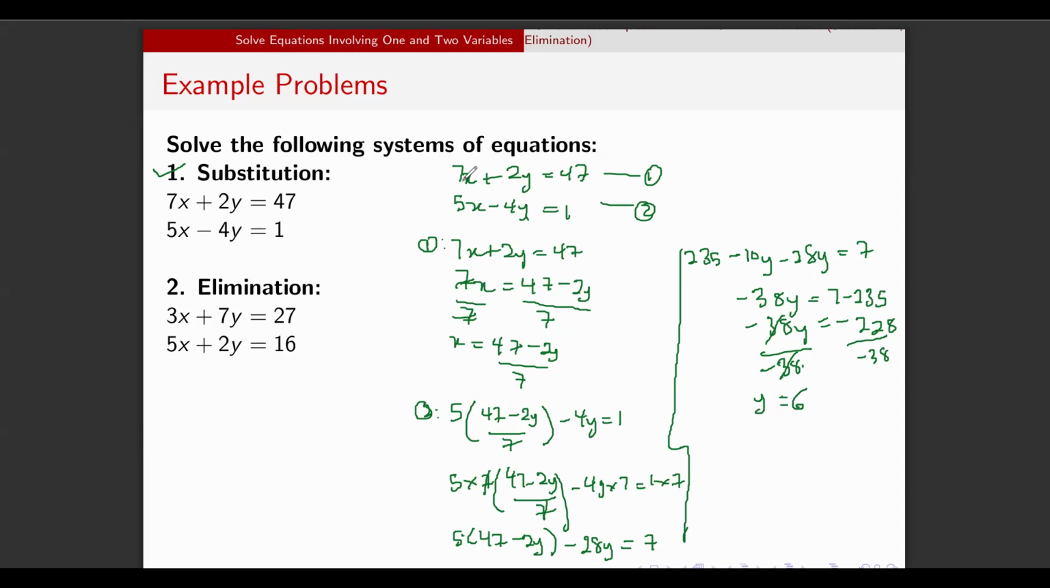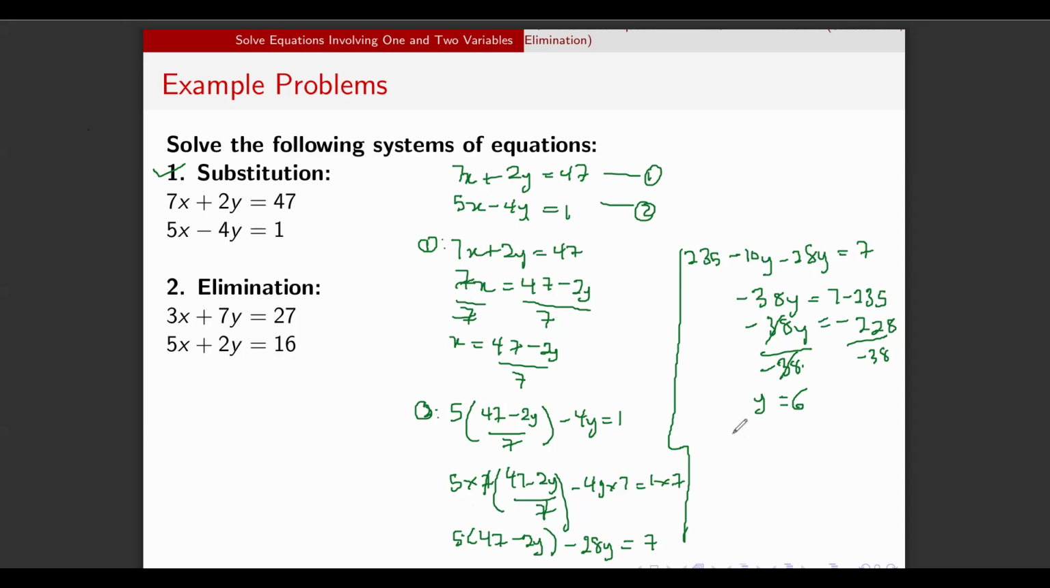Now I'll take y is equal to 6 and put it in the second equation. No, I can put it in the first equation because I solved all of this using the second equation. You can put in any of the equations anyway. I want to put it in the first equation. Because I got y equal to 6 from the second equation, it's safer to put it in the first equation. So I have y equals 6.